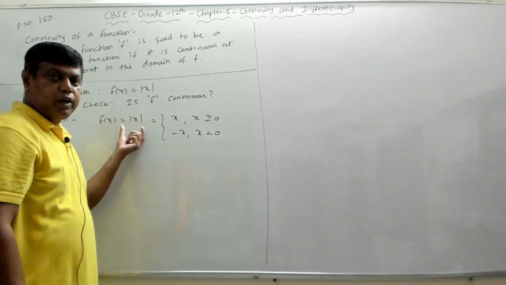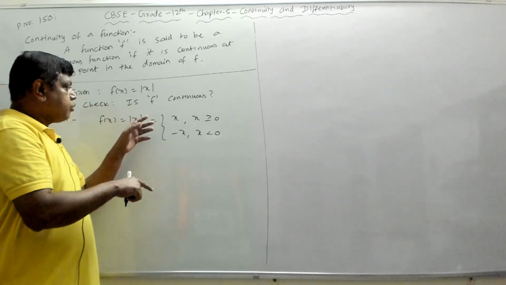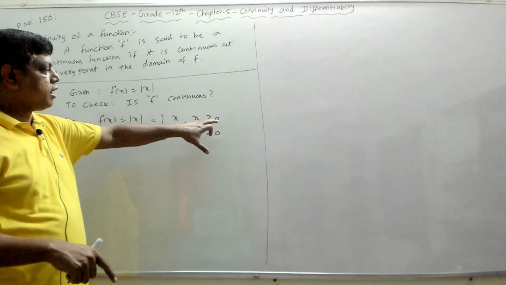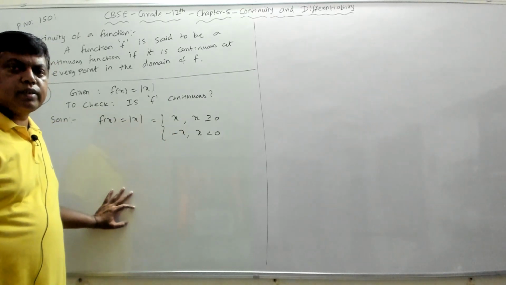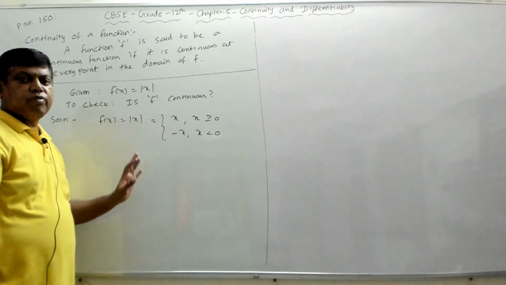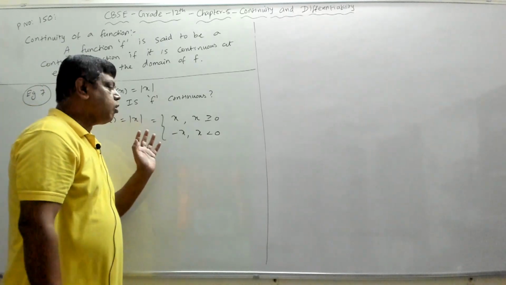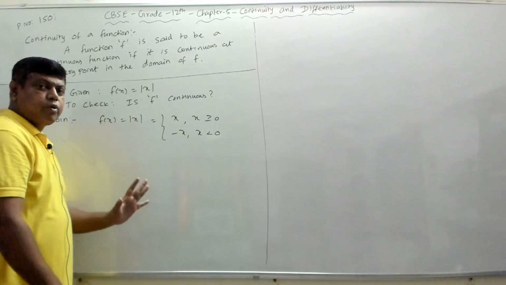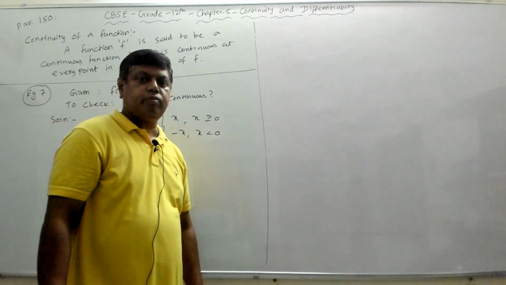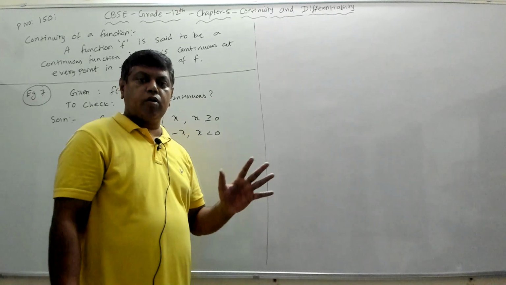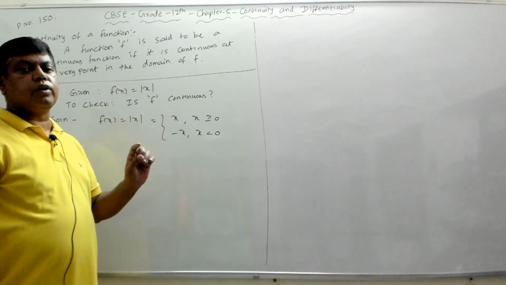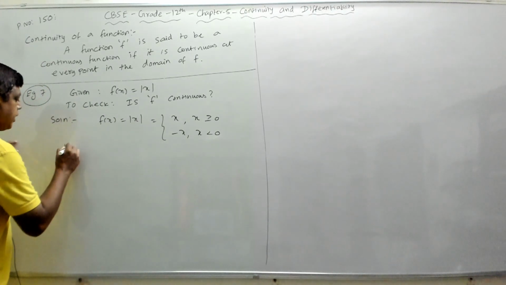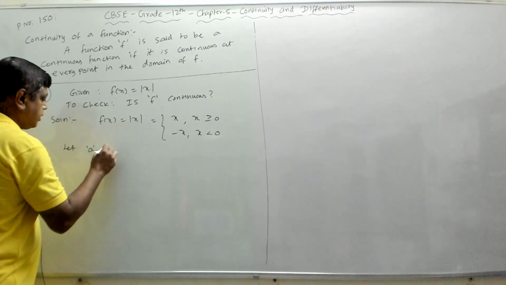So first of all, we should write the function without the mod. f of x is mod x can be written as: f of x is x when x is greater than or equal to 0, and minus x when x is less than 0. This is the definition of the mod of x function, which you would have studied in your 11th standard also. Now we need to check whether f is continuous. Which means we have to take all the real numbers, and we should check whether f is continuous at each and every real number. So for that, we'll say let a be any real number.